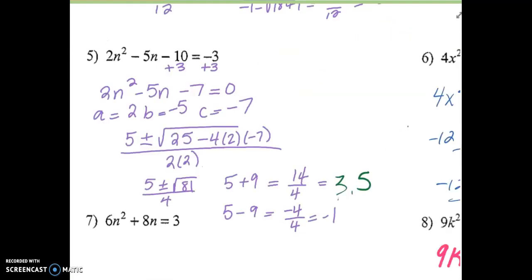We're going to get A is 2, B is -5, C is -7. Please don't forget, we're going to get that positive 25 in here. You're going to subtract 4 times 2 times -7, which is going to result in a positive number. 25 plus a positive number is going to get me 81. Nice number. I like 81. I still have to do order of operations, which is 5 plus 9, 14. Then I divide by 4. 5 minus 9, -4. Take -4 and divide by 4. My answer is -1.